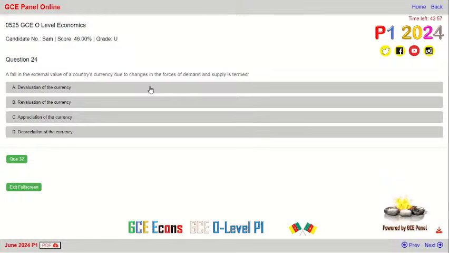So my score now is still at 46%, and my grade is still U. From 48%, my grade should change to ADE. Okay, according to this platform, their grading system is slightly higher than that of the GCE board.